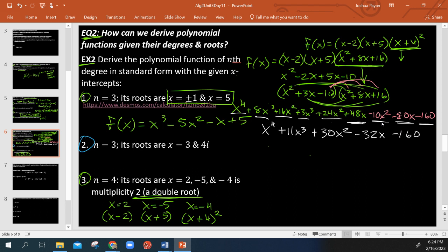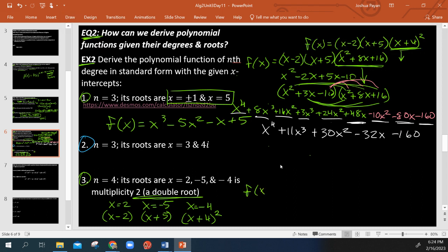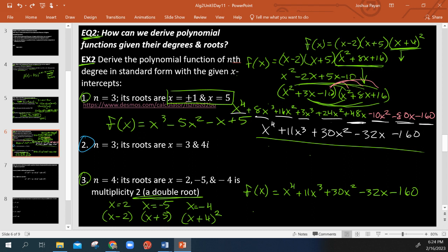Yes, brutal. So, just a whole bunch of FOILing, basically. So f of x is going to be equal to this fourth degree polynomial, namely x to the fourth plus 11x to the third plus 30x squared minus 32x minus 160. And its four linear factors are going to be these here. And of course, we know its x-intercepts are these.